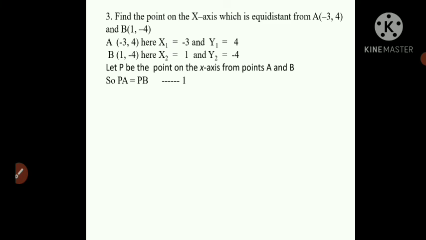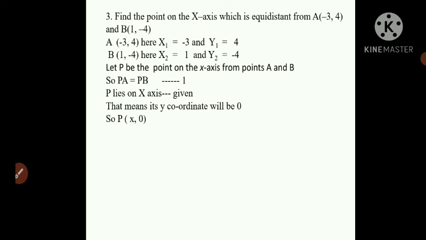Now see, it is given that P lies on the x-axis. That means the y coordinate will be 0. So we know P lies on the x-axis, which is given. See, the question is find the point on x-axis, so that means y is equal to 0. So P is x comma 0 because y is 0. So now from 1 what we get, PA is equal to PB.